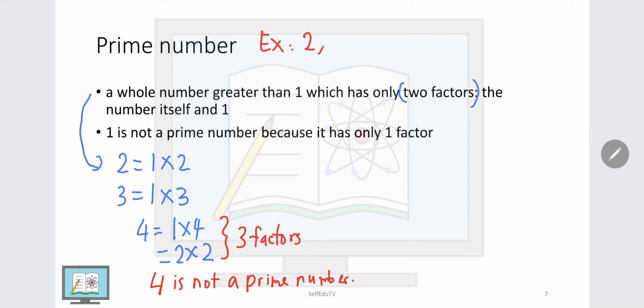So 2 is a prime number, 3 is a prime number. The next prime number will be 5, followed by 7, followed by 11, followed by 13, and so on. So all these are examples of prime numbers. One is not a prime number because it has only one factor. I can express it as just 1 multiplied by 1. So can you see? Only one factor. That's why 1 is not a prime number.